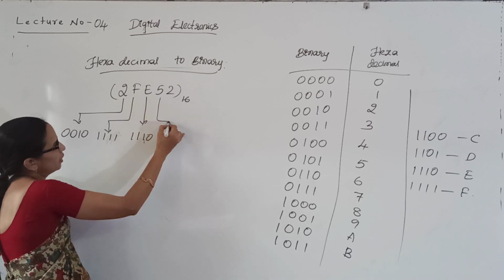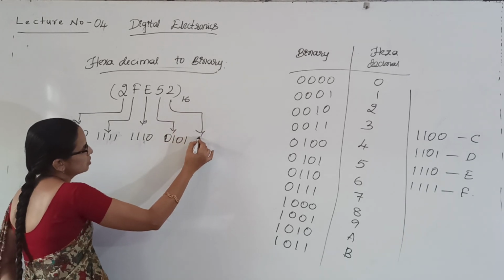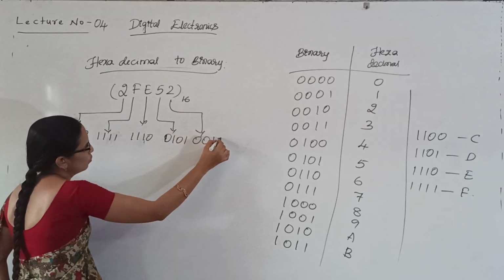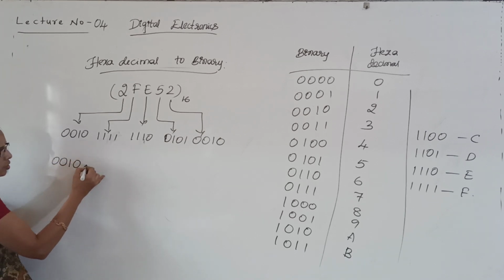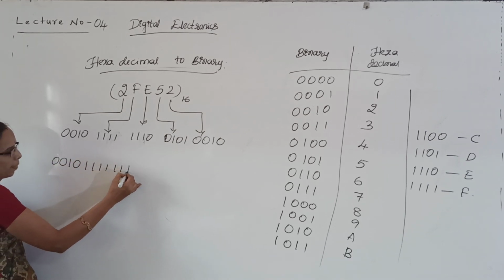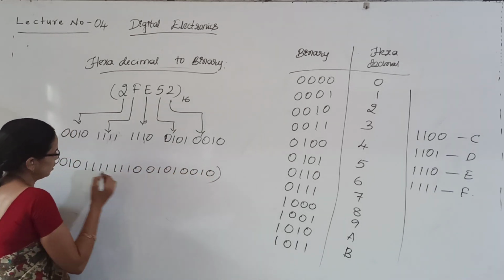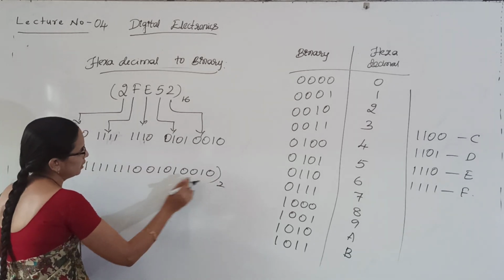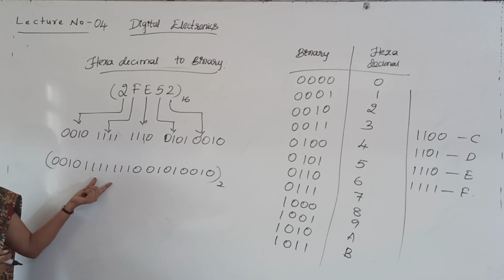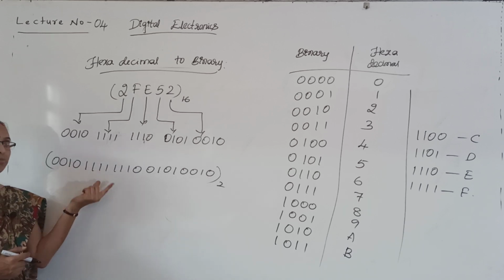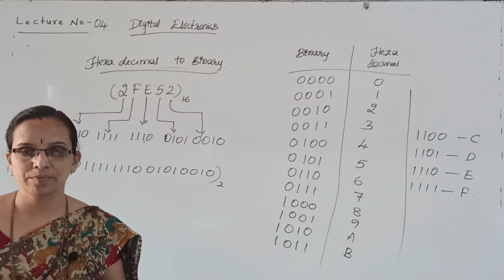1110 and 5 is 0101 and 2 is 0010. So the final answer is 0010. See, binary is using almost 20 bits to represent a quantity. The same quantity can be represented in hexadecimal using only 5 digits. Okay.